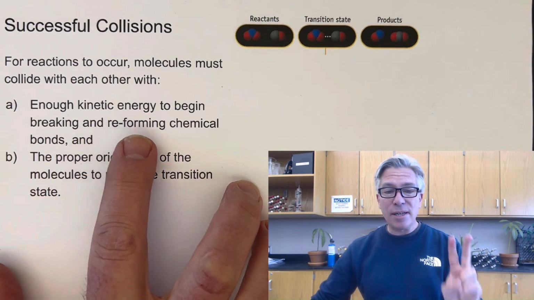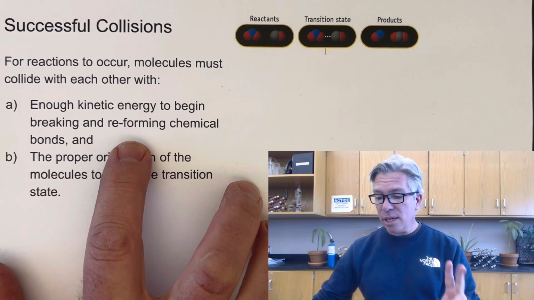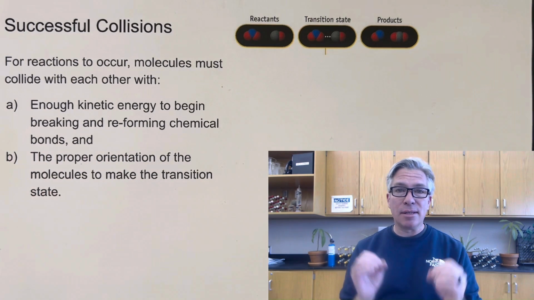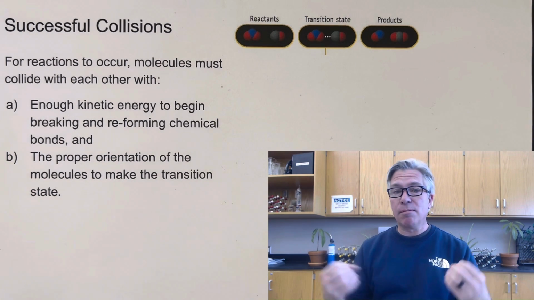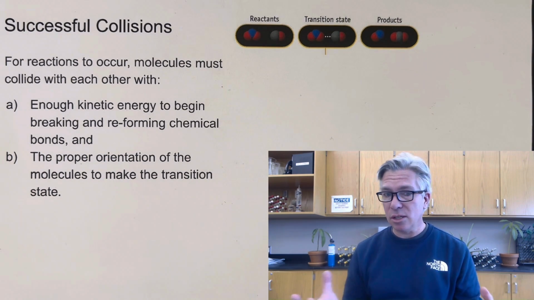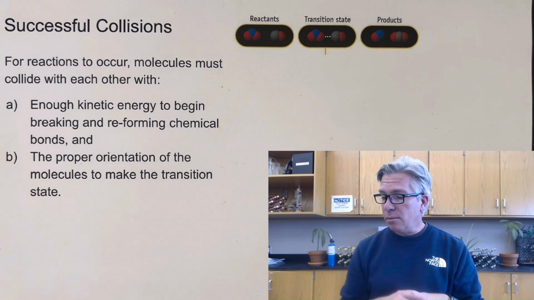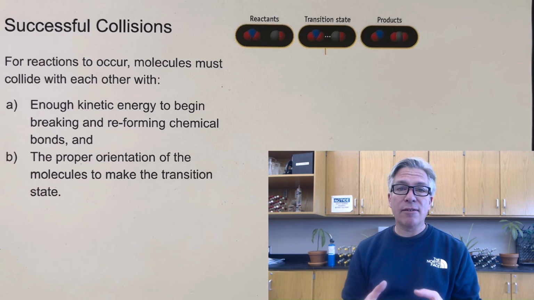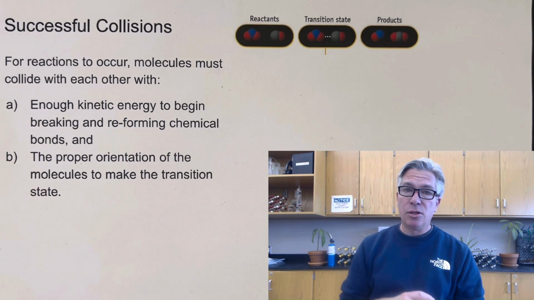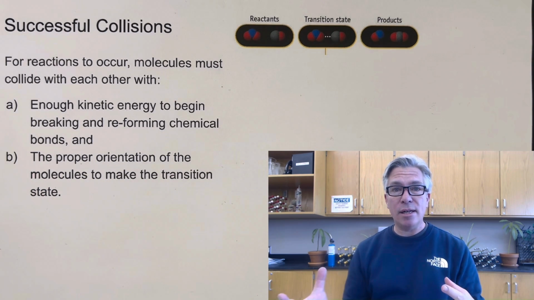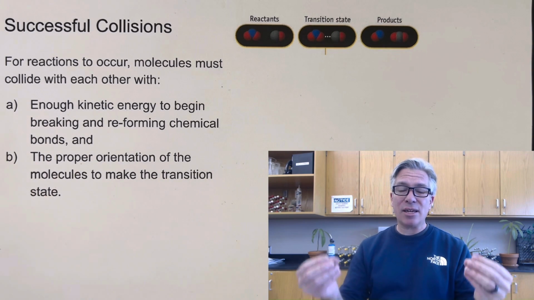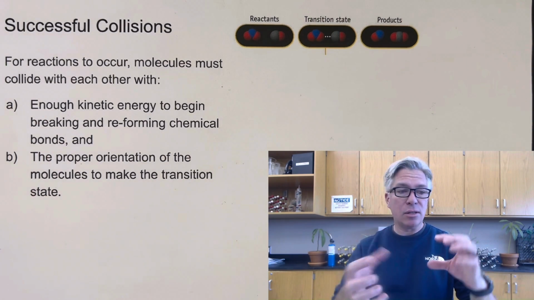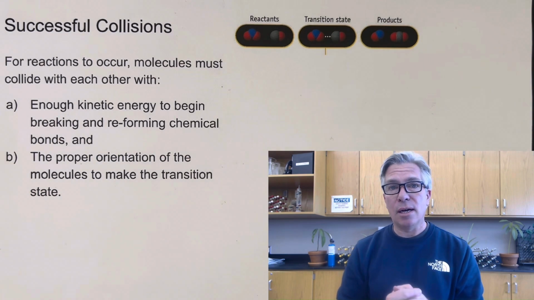One, enough kinetic energy to begin breaking and reforming chemical bonds. Just a gentle little nudge or a tap is not going to do it, people. Bonds break, protons get exchanged, electrons get exchanged, that kind of thing. So they have to be moving fast enough. And second of all, they have to be oriented properly. In a molecule, there's usually one end or one part of a molecule that needs to actually connect with the part of another molecule. And if they're not arranged in the right orientation, they will not actually react.